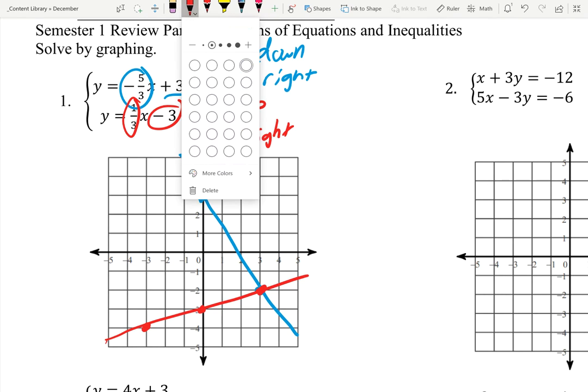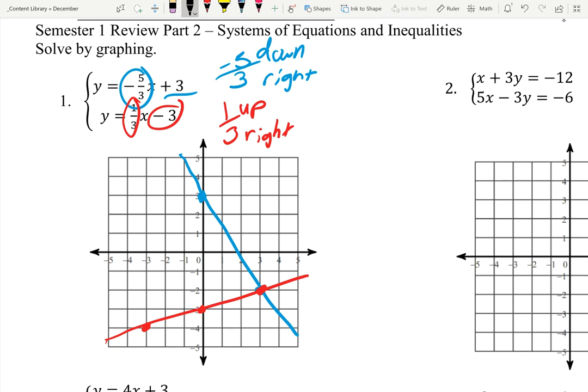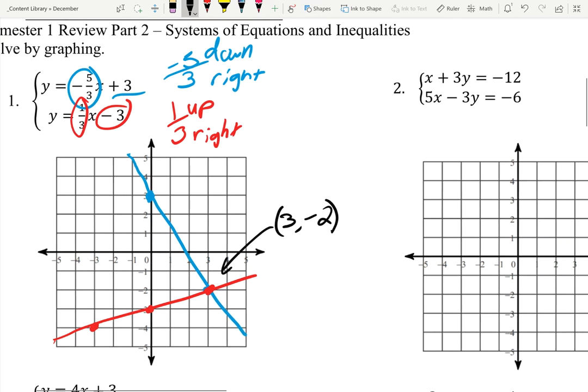Now the solution is the point of intersection. So the solution is actually where they cross, which here is at (3, -2). That's technically the final answer. But graphing is kind of the most important thing for us right now.